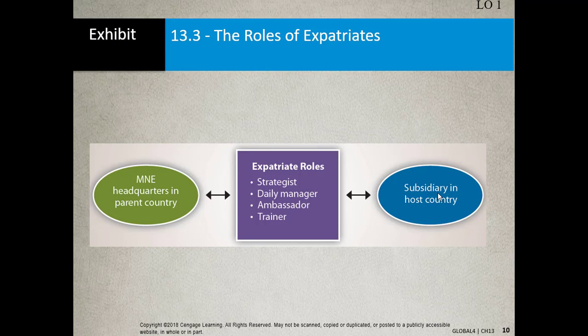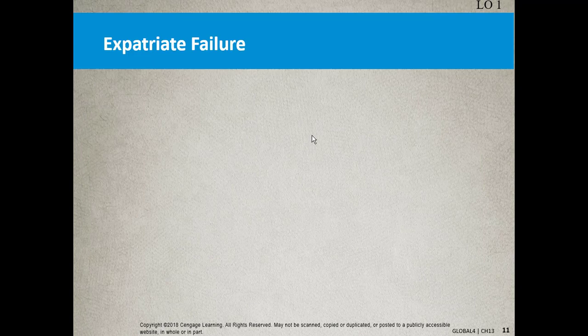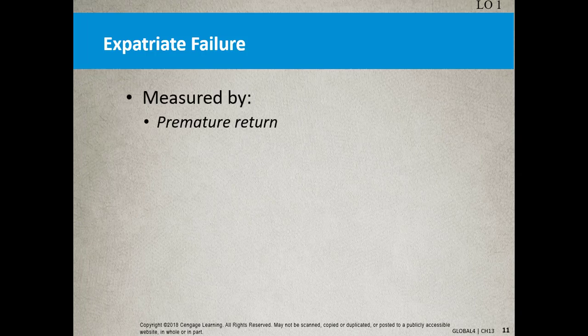the effectiveness, let's call it, of expats. Expat failure has been documented as pretty high, actually. So first, how do you measure it? Well, it's when you send someone overseas and they're supposed to be there for 5-6 years and they come back after 1 or 2 years. So that's a measure of failure: premature return.